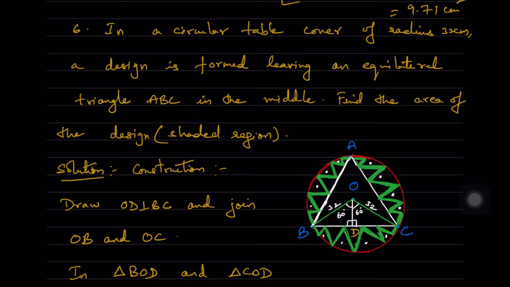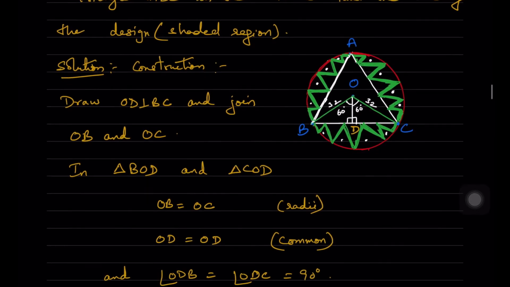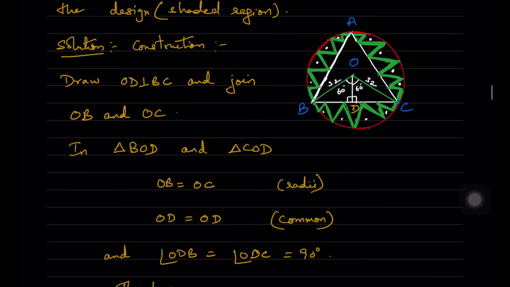So what we are doing is, from the center of the circle on to BC, we are drawing a perpendicular, making an angle of 90 degrees. So draw OD perpendicular to BC and join OB and OC.